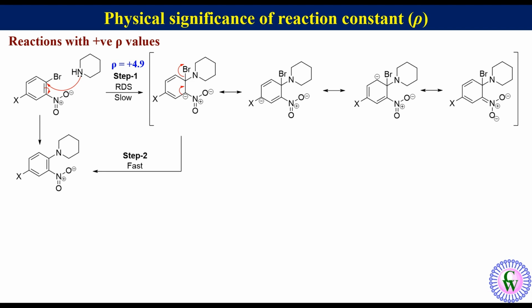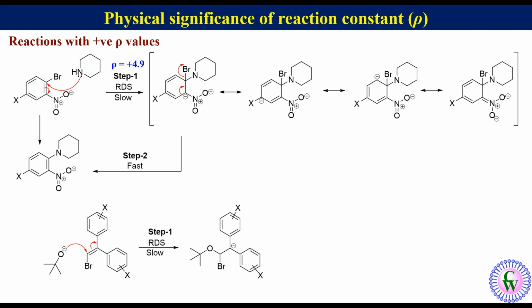Let's take the example of an addition-elimination reaction involving butoxide and 1-bromo-2,2-diaryl ethene. In the rate determining step, butoxide ion adds to the alkene to produce a carbanion having negative charge on the benzylic carbon. Here, there is no nitro group for the delocalization of negative charge. It is mainly delocalized around the ring. In the second step, there is elimination of bromide ion to produce the substituted product. The rho value for this reaction is +9.0. This is because there is generation of negative charge in the rate determining step, which is mainly delocalized around the ring.